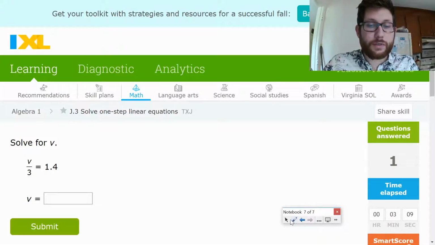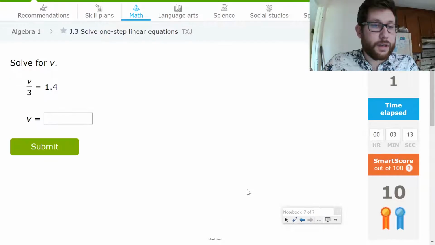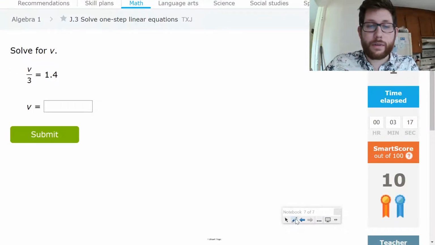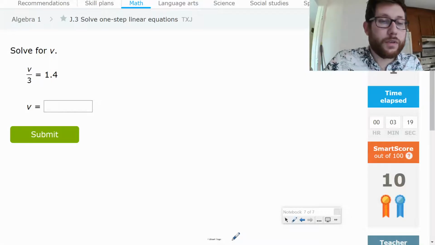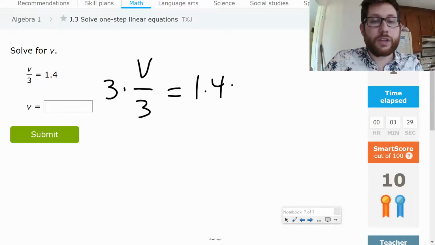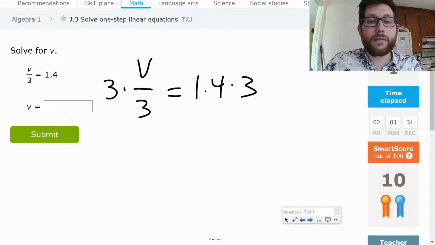Okay, so this one's got a little bit of a decimal, but that's okay. We can deal with decimals, right? So let's take a look. I've got v divided by 3 is equal to 1.4. So again, let's go ahead and write that out: v over 3 is equal to 1.4. So in this case, my opposite sign instead of division is going to be multiplication, and it's always based off of how do I get the variable by itself.